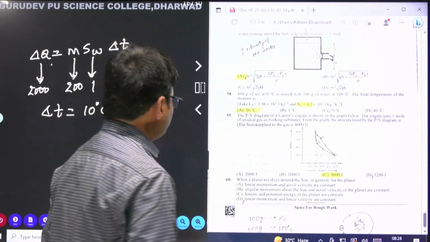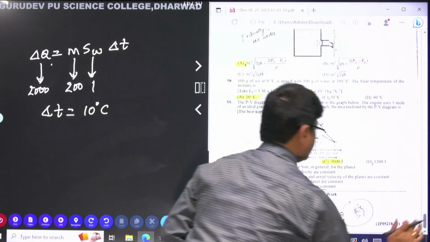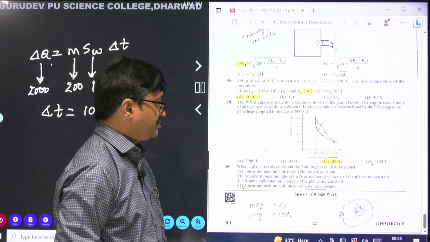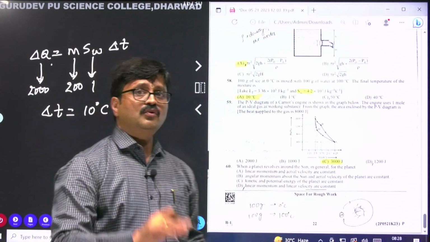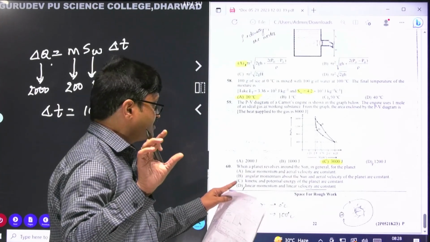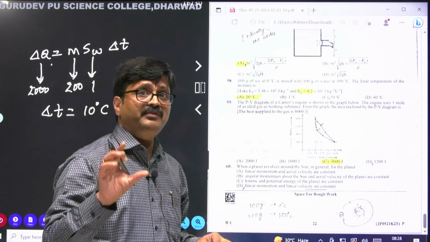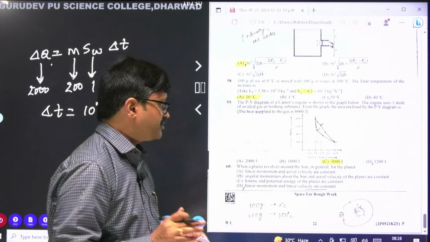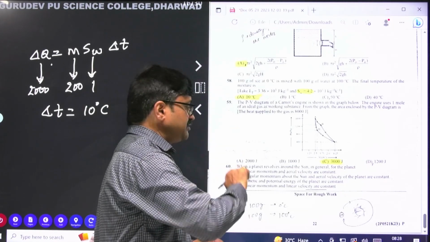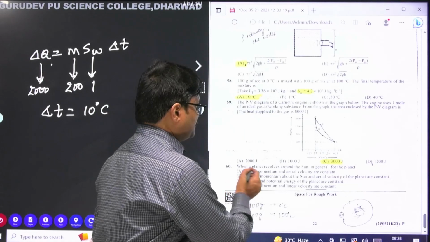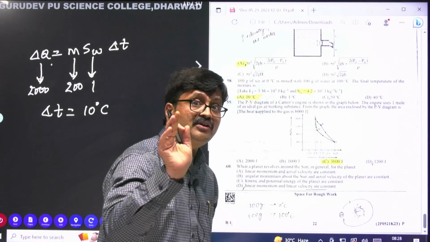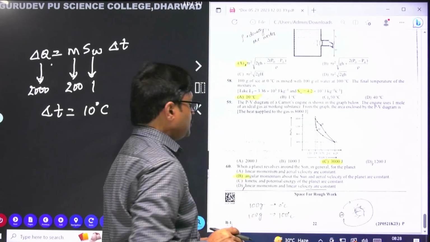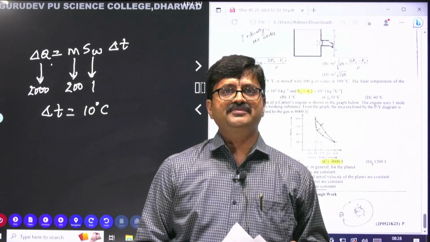Now let me move on to the last question in this lot, that is question number 60. When a planet revolves around the sun, in general for a planet. Now over here, this is based on Kepler's law of planetary motion. So over here we always have to remember that when the planet is revolving around the sun, the angular momentum about the sun and areal velocity of the planet are always constant. So option B is our right choice, my dear friends.